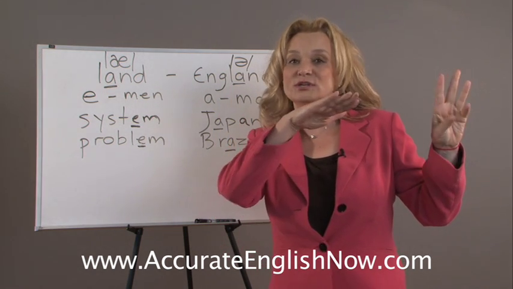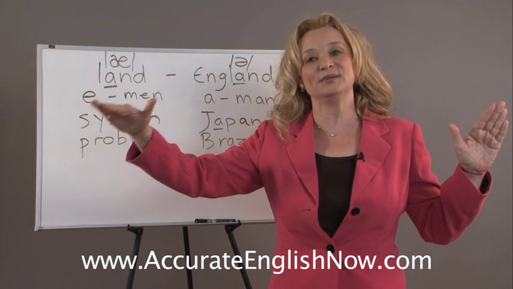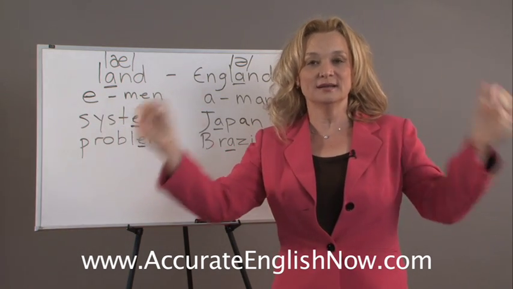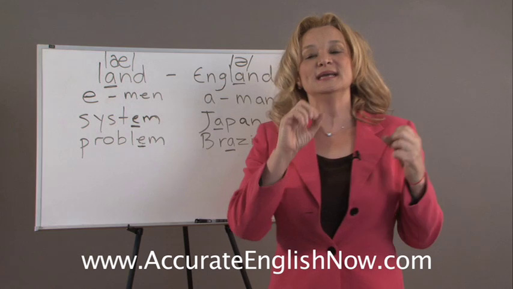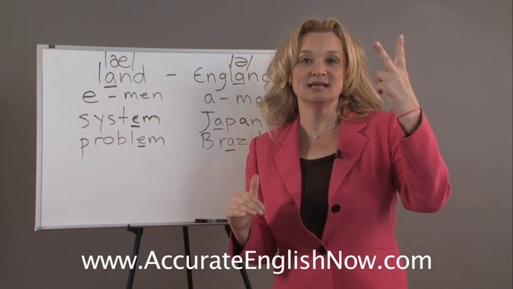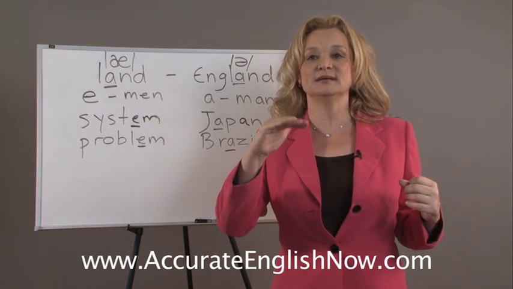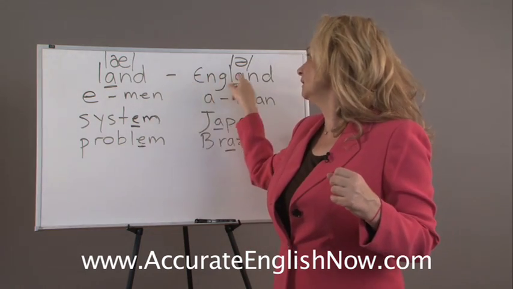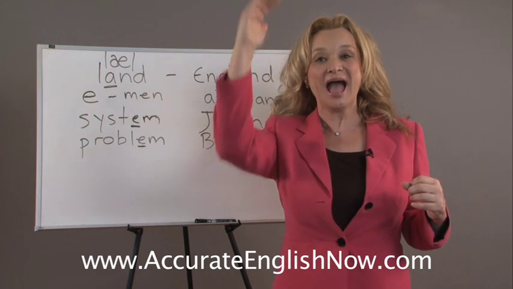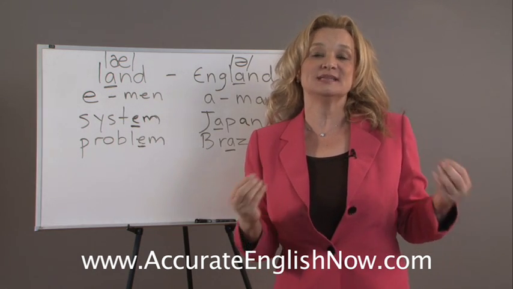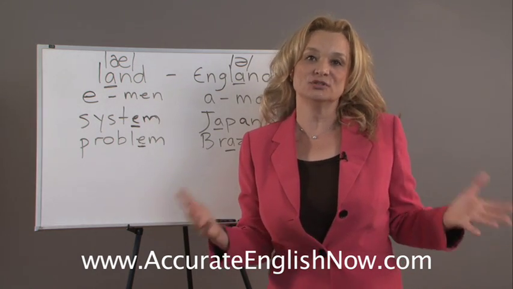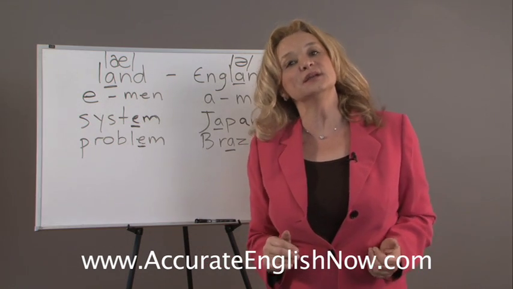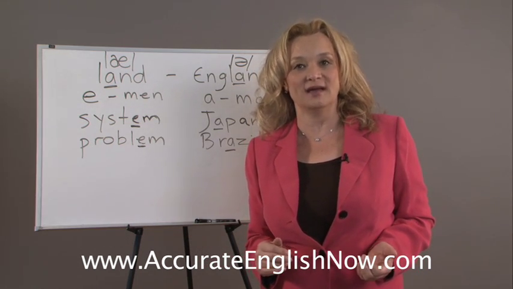In English, we don't keep everything the same length. We stress one and we reduce the rest. In this case, banana, the second syllable is stressed, so we would say it like this, banana. The spelling stays the same, but the sound changes completely. Let's look at a few more examples of that.